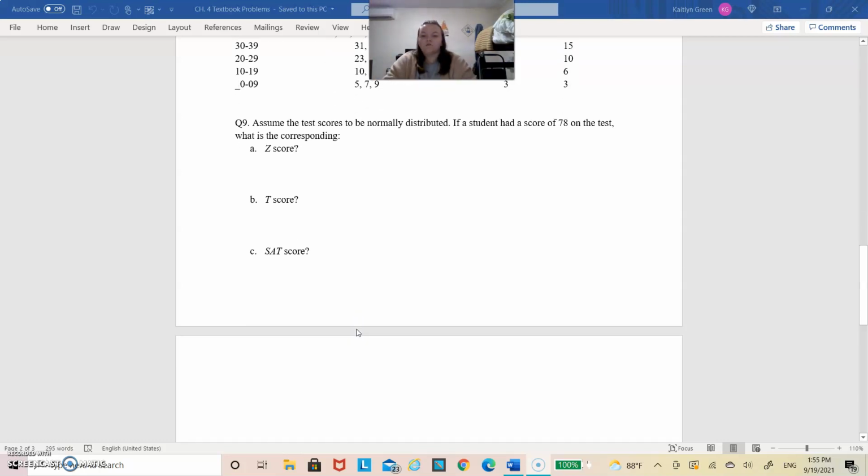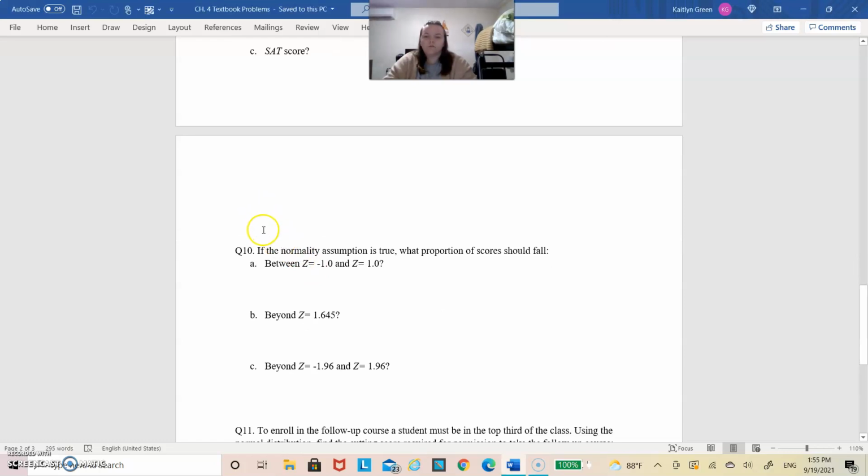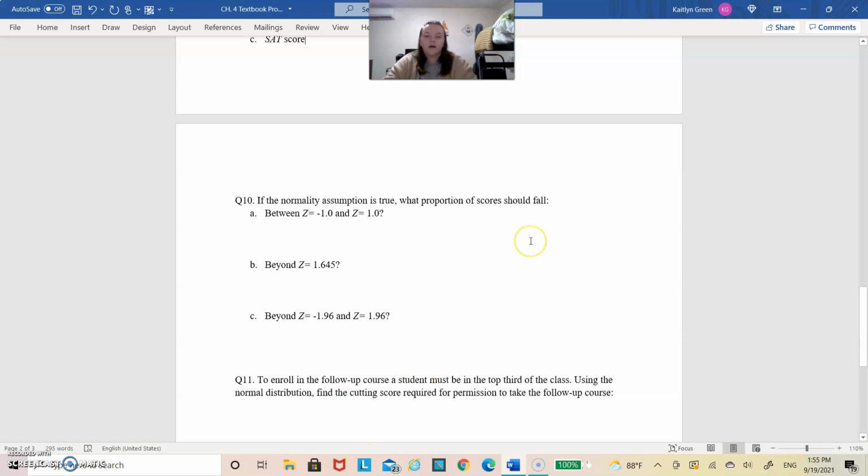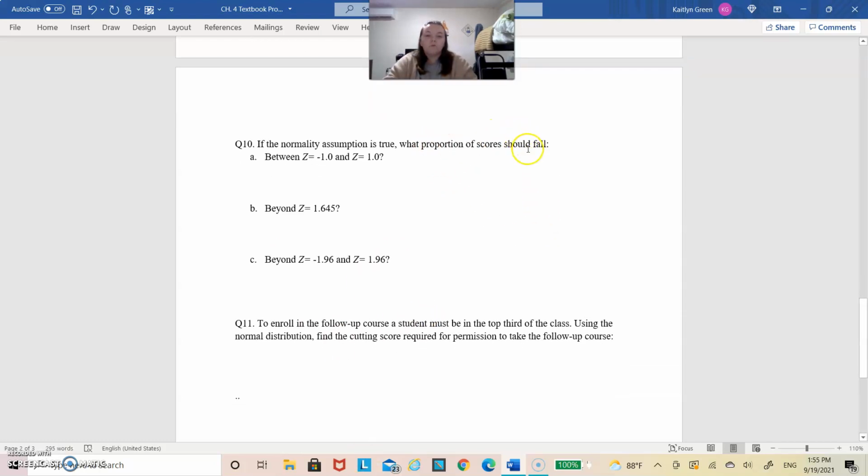Now moving on to question 10, which I have this really weird gap here. I'm not sure what that's about. But question 10 asks, if the normality assumption is true, what proportion of scores should fall in between, in which we have A, B, C.